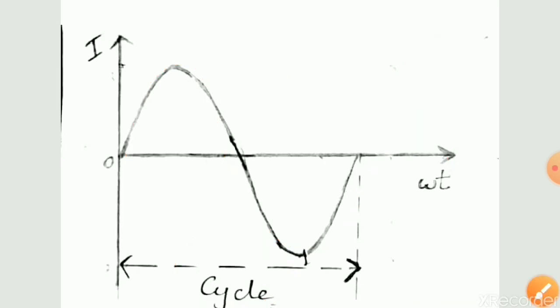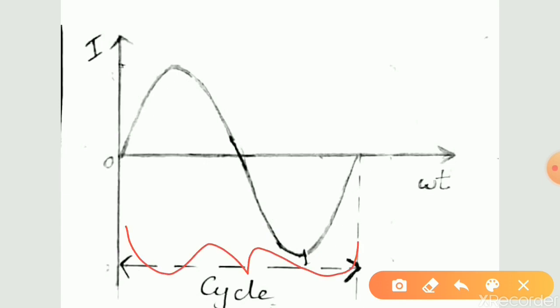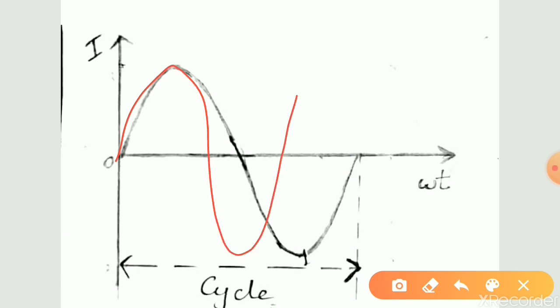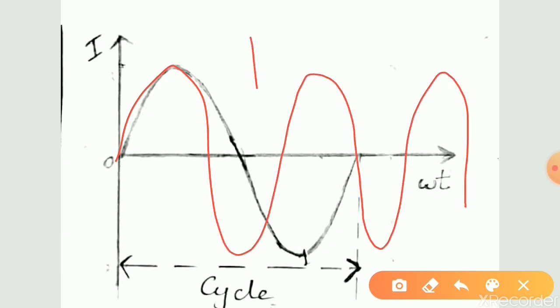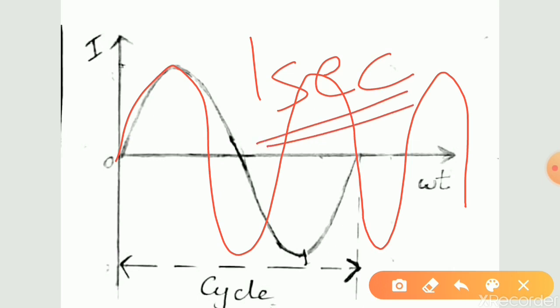The third terminology is time period. The time taken for a complete waveform of one cycle is called the time period. The time taken for one waveform to complete one cycle is called the time period. While frequency is the number of cycles that a waveform completes in 1 second. The number of waveforms that can be completed in 1 second is termed frequency.